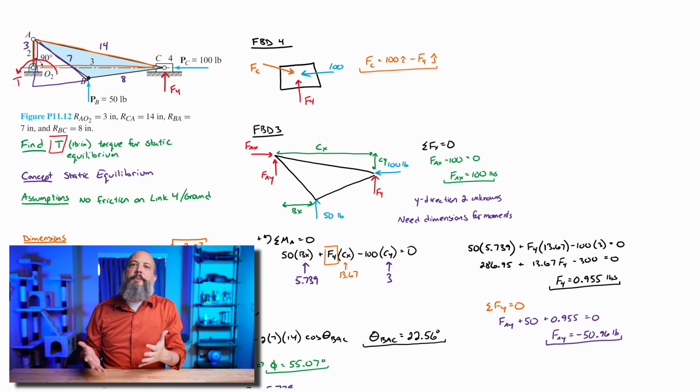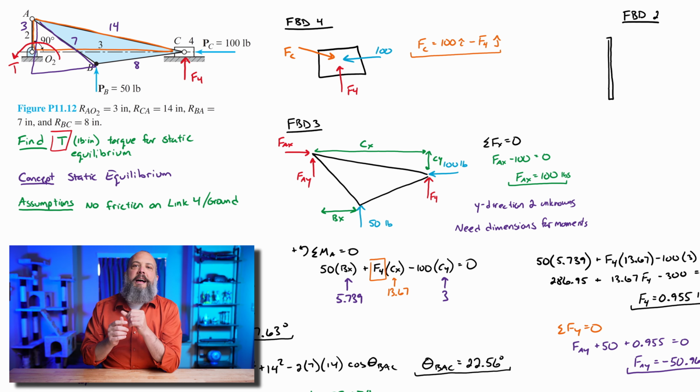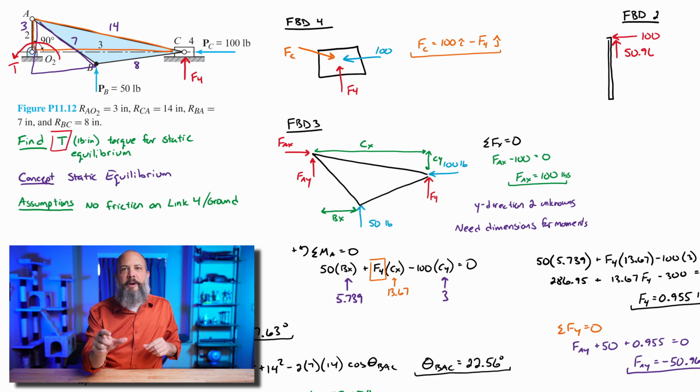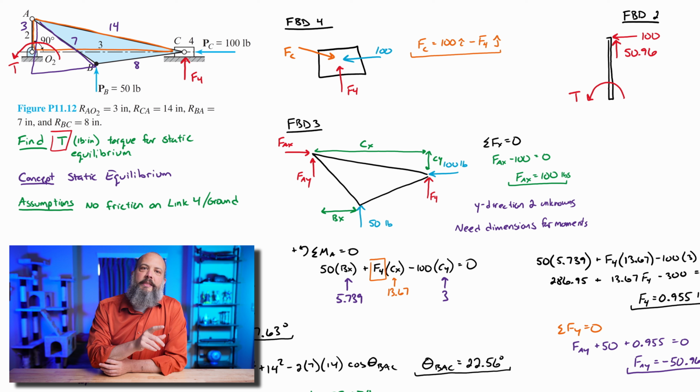And so when I draw my free body diagram for the crank, which is facing straight up and down, I've got the forces at A up at the top. So 100 pounds is pointing to the left, and 50.96 is pointing up. That's because the forces on this free body diagram have to be equal to the forces of point A from free body diagram 3, but in the opposite direction. So on diagram 3, the 100 pounds was pointing to the right. So on this diagram, it's pointing left.